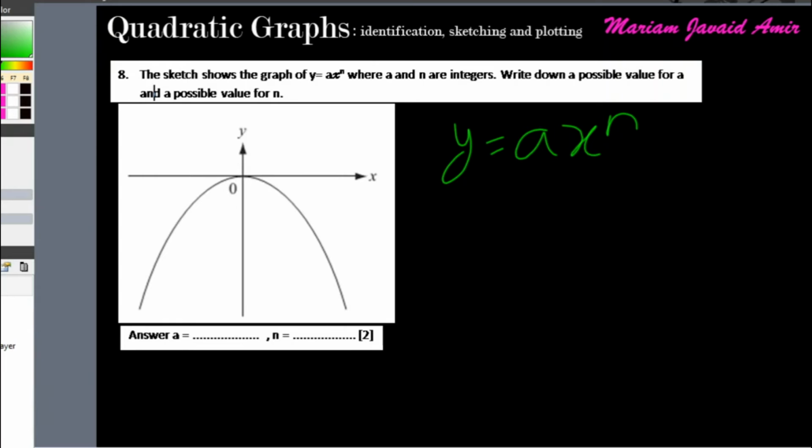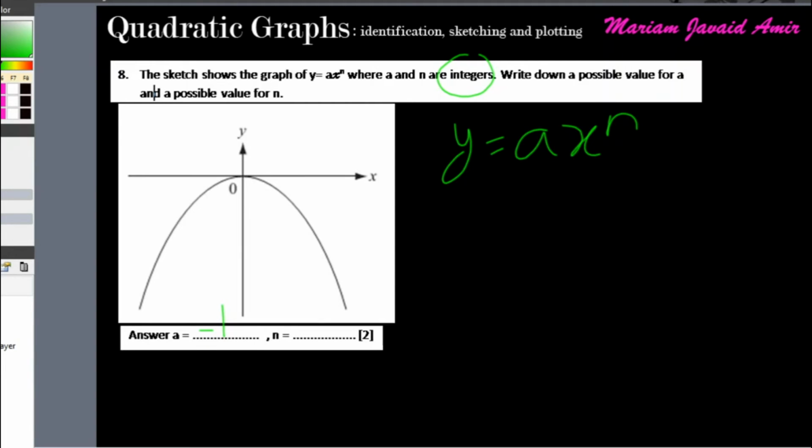Now notice that the graph is inverted U shape. So a has to be a negative value. The coefficient of x will be negative, so write any negative value. I'm writing -1, -2, -3 would work as well, as long as it's an integer. Keep that in mind, right?